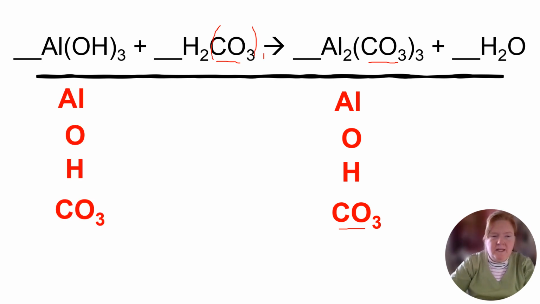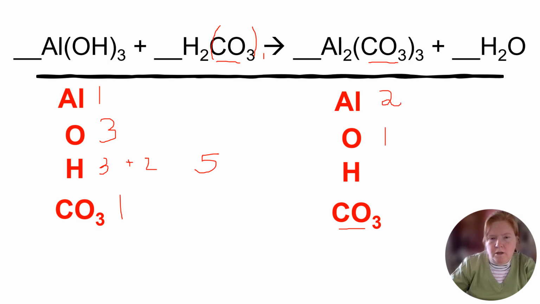So I'm going to make my list. Now I'm going to count. 1 aluminum, oxygen is 3, hydrogen is 3 there, plus 2, so that's 5. 1 of those, 2 of those, 1, 2, and 3. Whew, this is like a hot mess here.